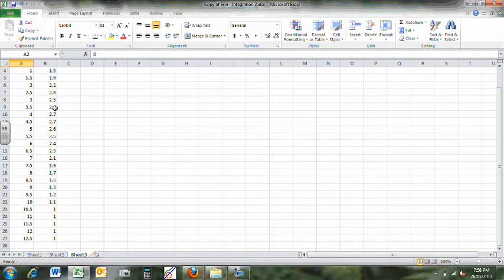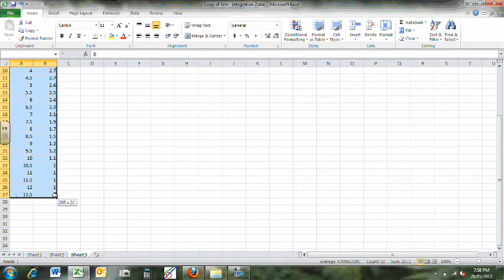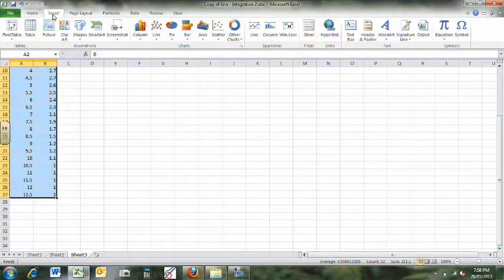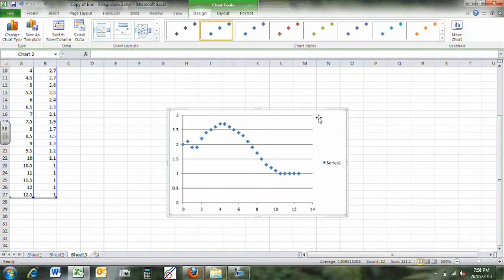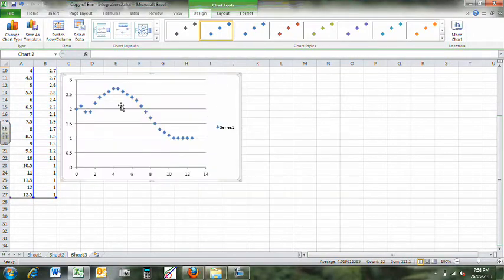Here we have a set of points that we'll draw a scatter plot for. So I'll highlight those points, go to Insert, then Scatter Plot, choose this option here, and there is our scatter plot of those points.